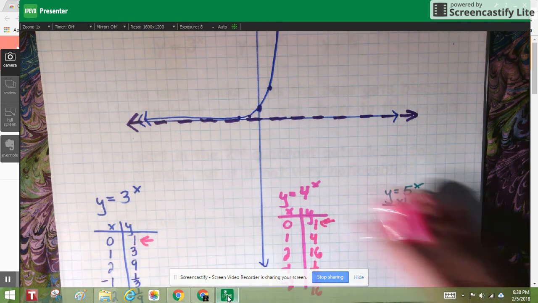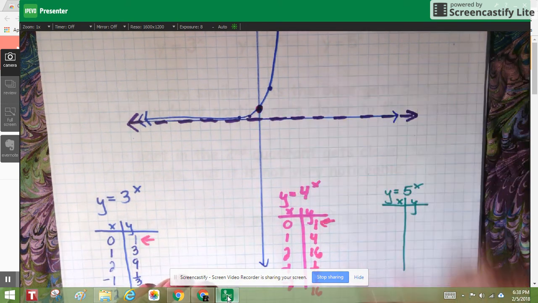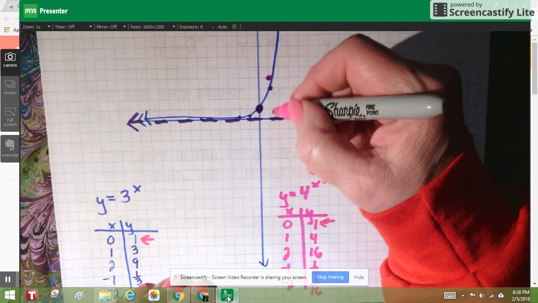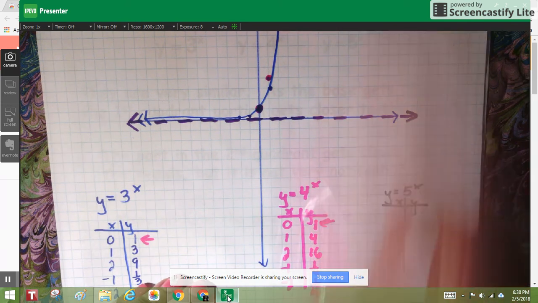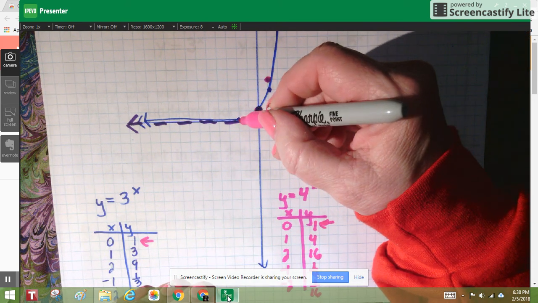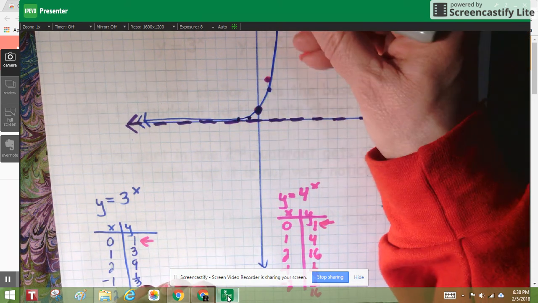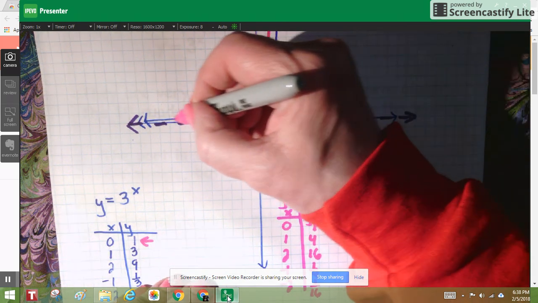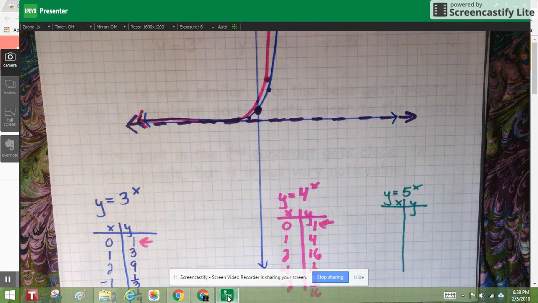So all these graphs are going to have that point in common. So there's my 0, 1. Here's 1, 4. 2, 16 would be off my graph, but it would be way, way up there somewhere. Negative 1, a fourth. Negative 2, a 16th. So I'm going to come down here like this, and once again, I'm going to get closer and closer to this x-axis, but never touch it.